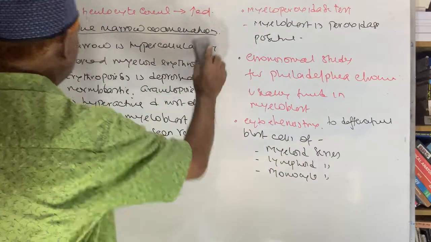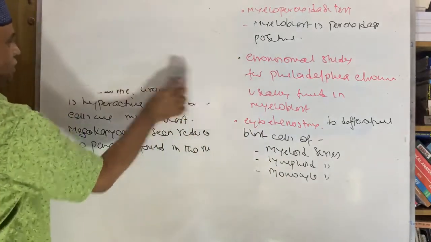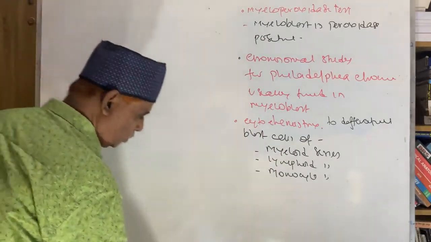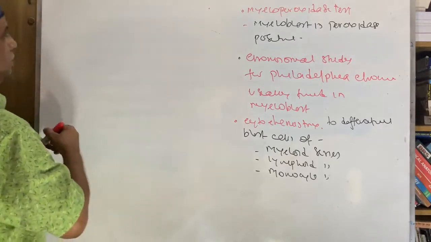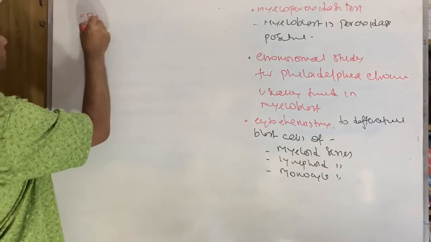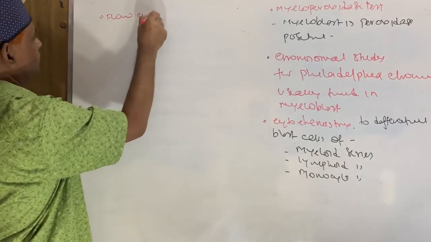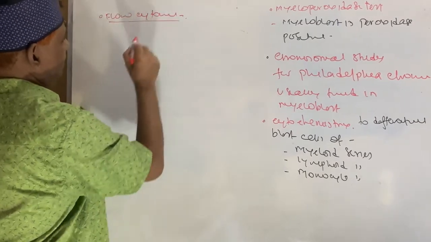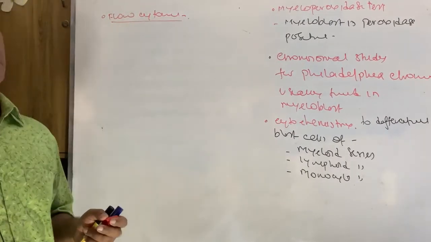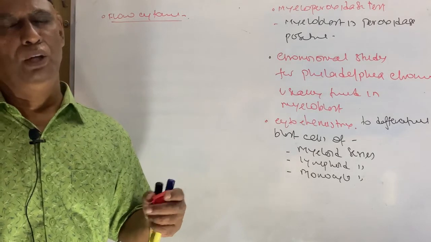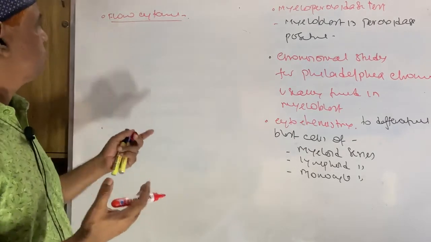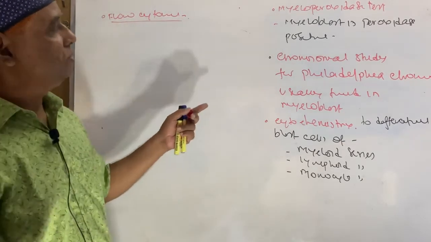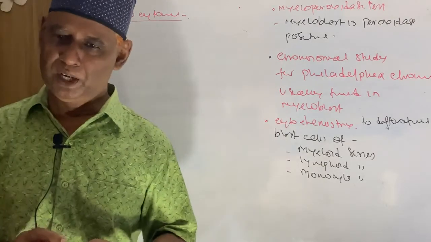Lastly, we do flow cytometry. We have to do flow cytometry. And like before, flow cytometry is done for acute lymphoblastic leukemia, this flow cytometry is done for acute myeloblastic leukemia.